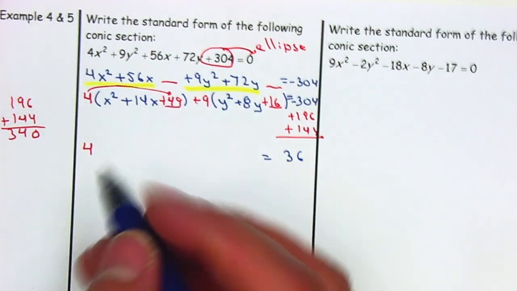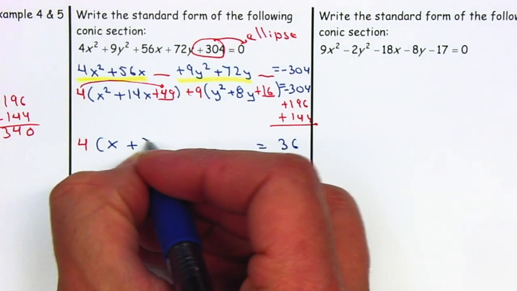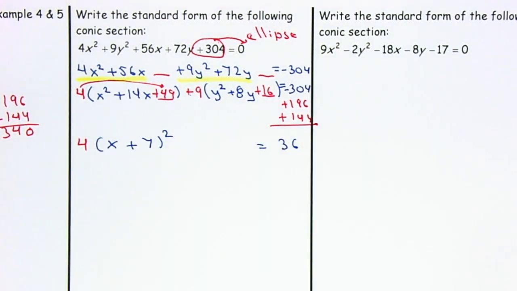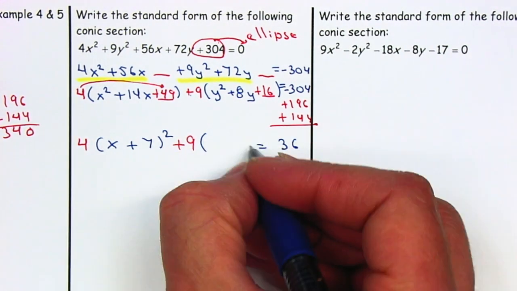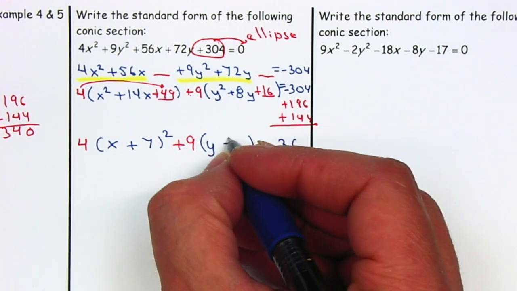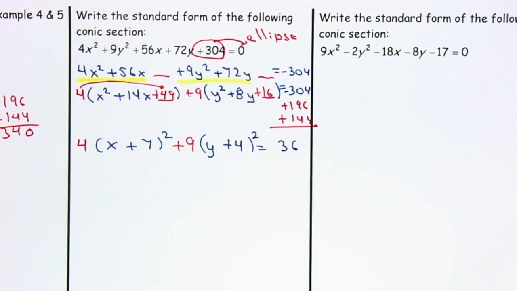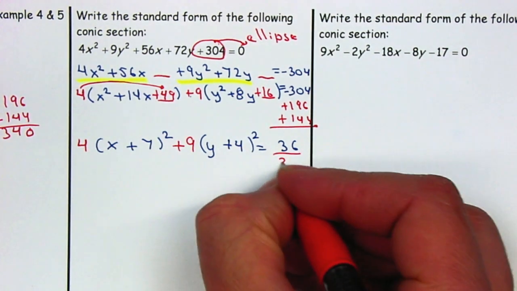Now I know that this is going to be squared, so the factors of x squared are x and x. 49 will be positive 7 squared, plus 9. Factors of y squared are y and y. Factors of 16 will be positive 4 squared. And now I can just divide by 36 to be able to make it equal to 1.